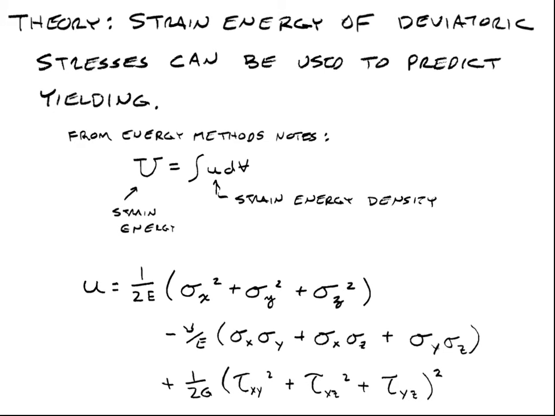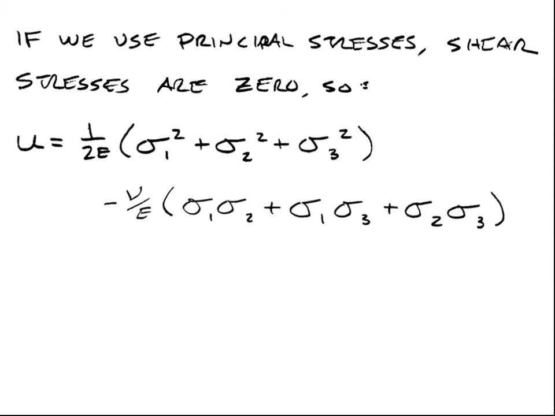Now this is where we go back to that ugly equation that we came up with when we were looking at strain energy, and we said, for a general state of stress, there's the strain energy density, and if we integrate that over our entire structure, then we have the total strain energy. Now, if instead of using sigma x, sigma y, and sigma z and the associated shear stresses, we use principal stresses instead, well, all the shear stresses are equal to 0.